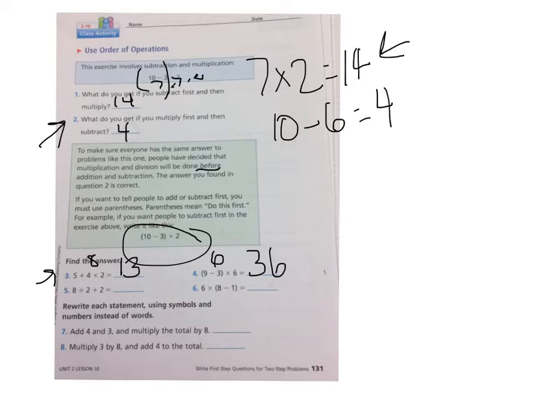Let me help you though with 7. It says rewrite each statement using symbols and numbers instead of words. So it says add 4 and 3 and multiply the total by 8. Since it says I want to add first, I know I need parentheses. So 4 plus 3, okay? And then I'm multiplying the whole total by 8, okay? Now here, you're multiplying 3 and 4, or 3 and 8, and then adding to the total. So then you wouldn't need parentheses. So you can finish that one, okay?